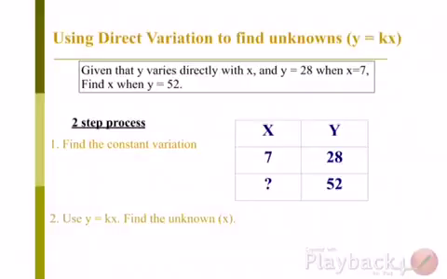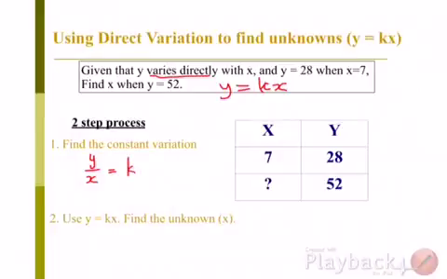So what I've done is I've put it in a table, because that's what we were used to looking at from the other ones. So if x is 7, then y is 28. x is what I'm trying to find, and I know my y is 52. So I'm going to find my constant, and we know that they vary directly already, so it has to be y is equal to kx. So that's how I'm going to find my k. So the first step is to find the k. So my y over x is what's going to give me my k.